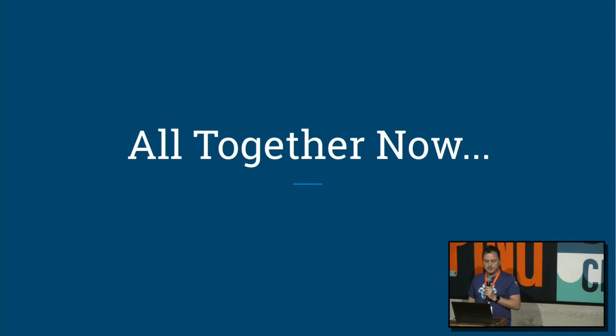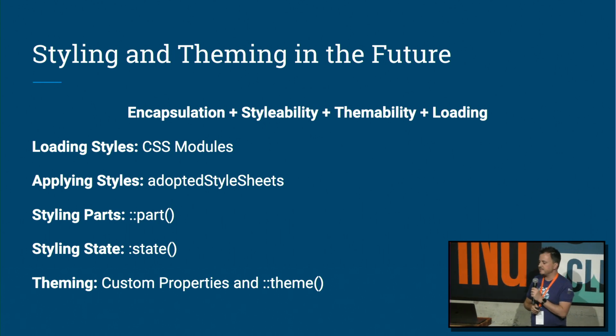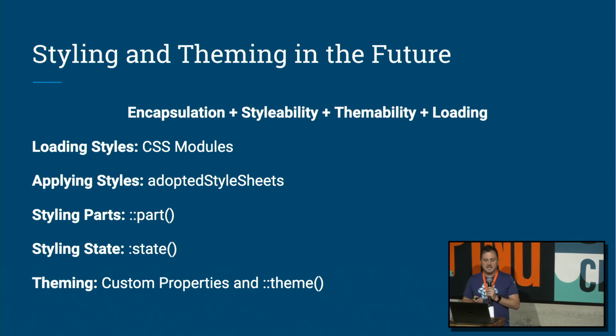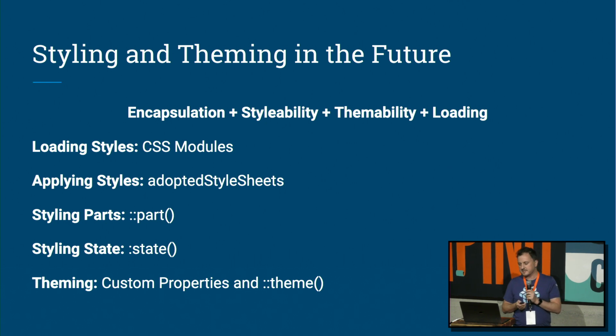Okay, and if we put it all together, what do we have? So this is in the very near future, I hope, what styling and theming is going to look like. We're going to have encapsulation, which is great for styling at scale. But we're also going to have our styleability when we use web components and themability, and we're going to have a sane, performant way of loading all this into the browser.